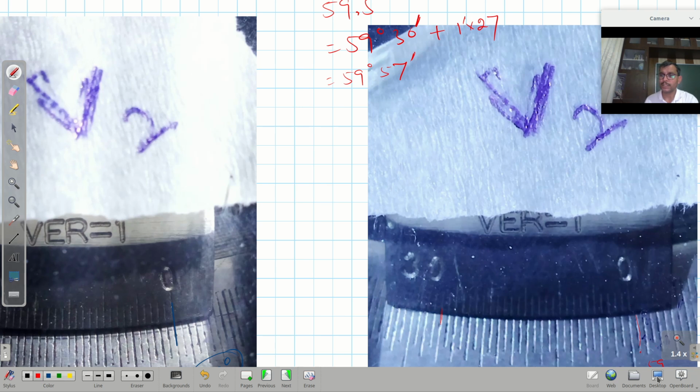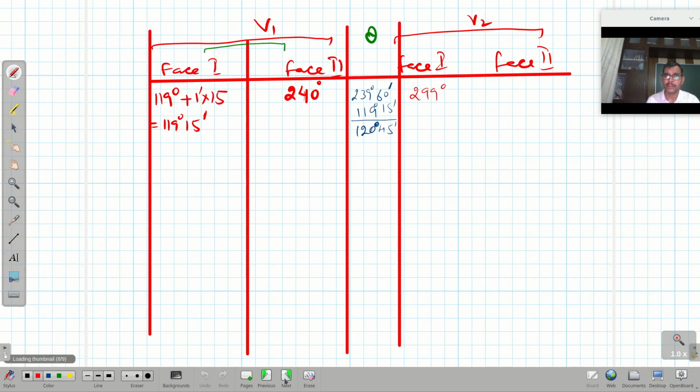So what is it? Let me go to 50. Yeah, it is this one. So let me 59 degree 57 seconds. So it is this value. Now if I take a difference of these two, then this difference is around 240 degree, but there is a lot of difference between this and this.